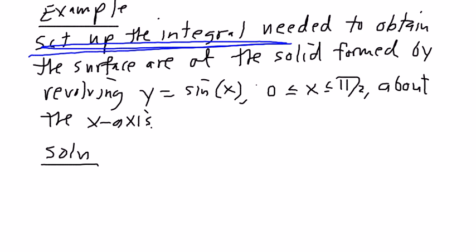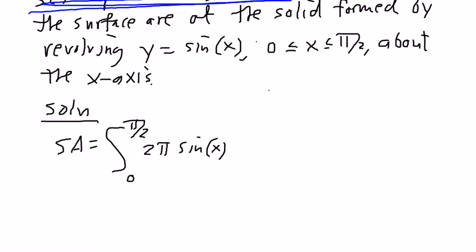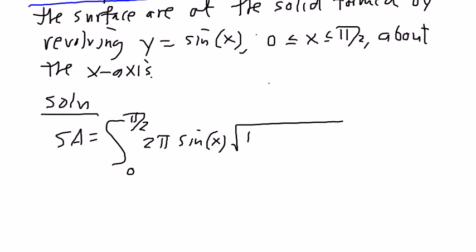So the solution here, when they only ask you to set up the integral, don't try to evaluate it. Don't do too much work. So the surface area here is just the integral, x going from 0 to pi over 2, of 2 pi, f is sine, and then the square root of 1 plus the derivative of sine, which is cosine, squared of x, dx.